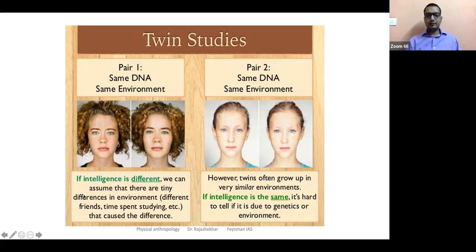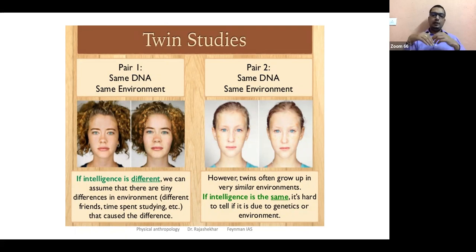It could be friends. Let's say the two twins went to the same school, but they have different friends. Do you think they'll be influenced differently or not? They live in the same home, they have the same DNA, but they may have different friends. They may read different books. They may watch different movies. And the influence they gain from the different environment will be different. Their behavior will be different. So that is what environment is.